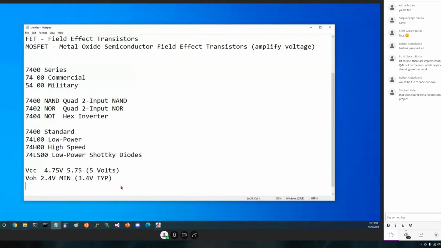Now, the voltage when the output is low is going to be 0.4 volts maximum. And typically, it's going to produce about 0.2 volts.